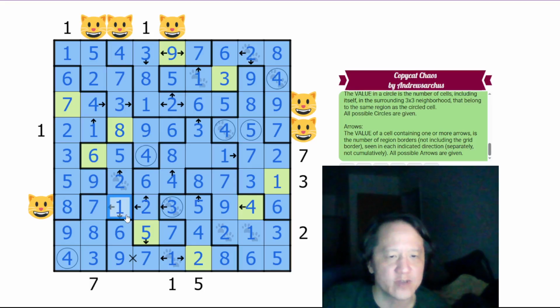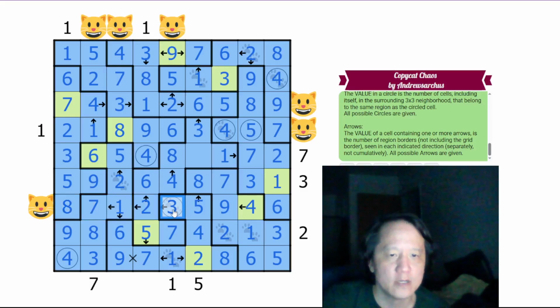So that's satisfied 2. 1 sees 1 left, 2 up, and 1 left has the arrow. 1, 2, 3, 4 right, and 1 down, and it does have an arrow. 2 sees 1, 2 left, 1, 2 up, 1, 2, 3 right, and 1 down, and it does have the arrows in the appropriate spots. 3 sees 3 left, which it does have an arrow.